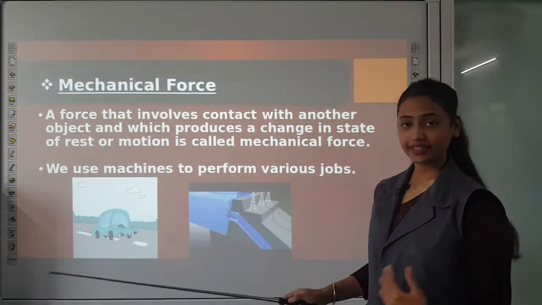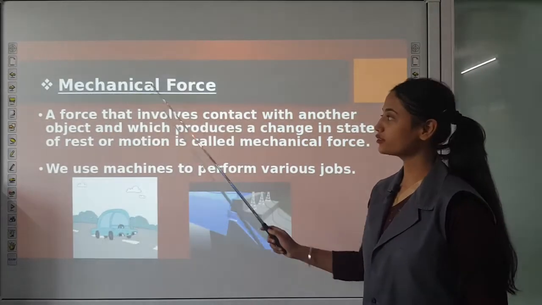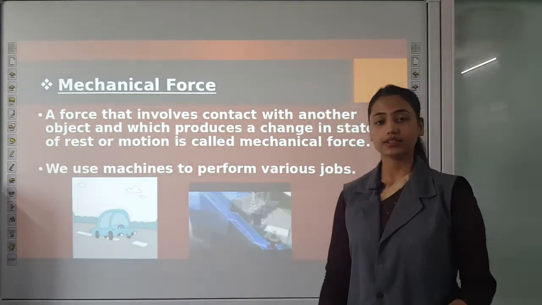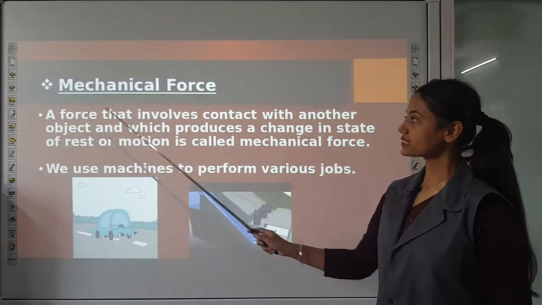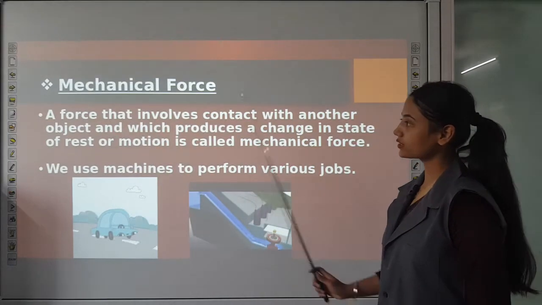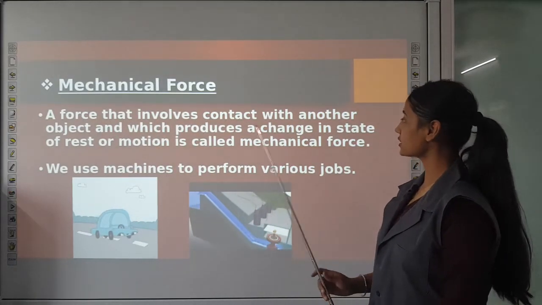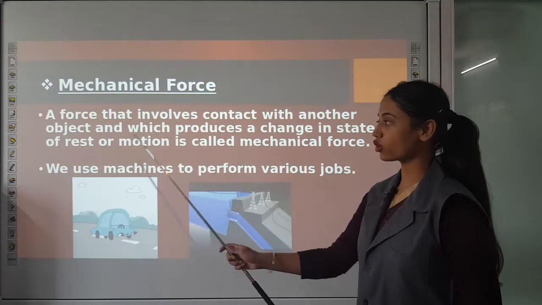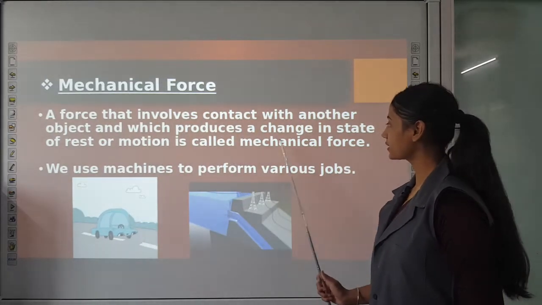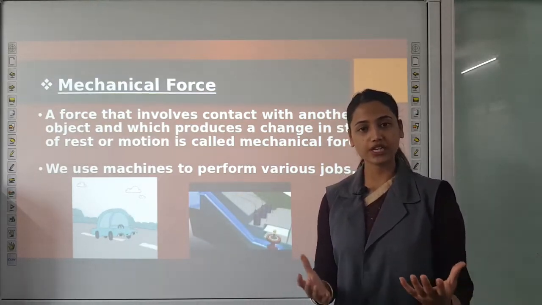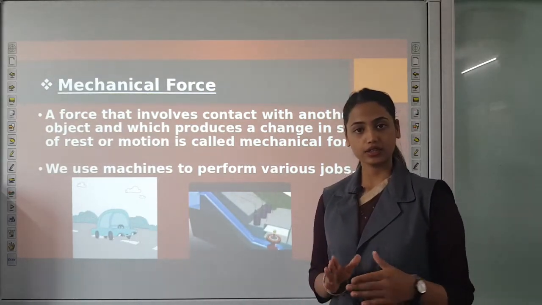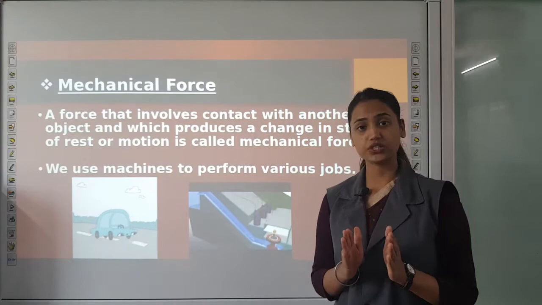Now the second type of contact force is mechanical force. Here we use the power of machines to apply force. A force that involves contact with another object and which produces a change in state of rest or motion is called mechanical force. Means we can bring moving objects to rest and we can move an object at rest into motion.